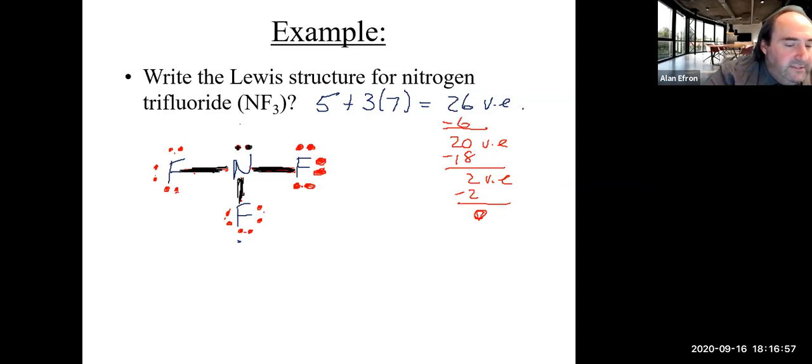Any questions on those steps? So why don't you try this one? Why don't you try H2S and see what you come up with? Draw the Lewis structure for that one.